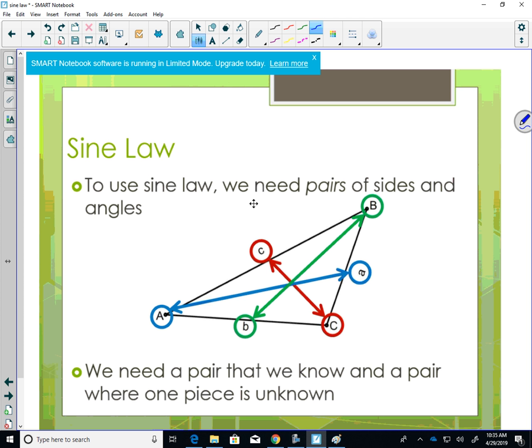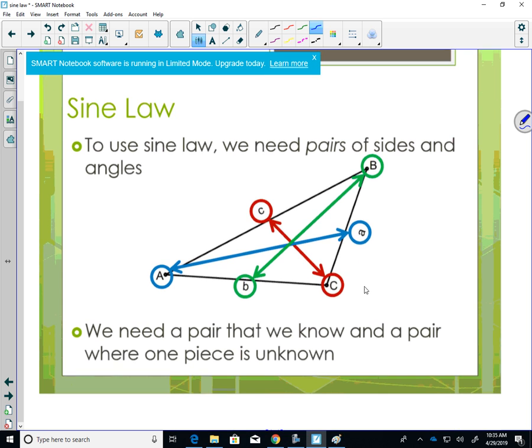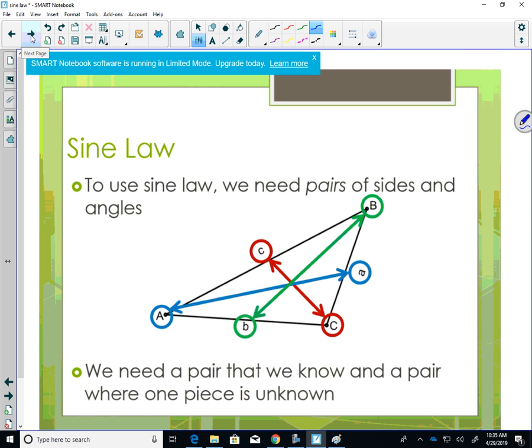Okay, that diagram's kind of confusing. But again, notice that little c is opposite big C, little b is opposite big B, little a is opposite big A. It must be time for an example now, is it not?